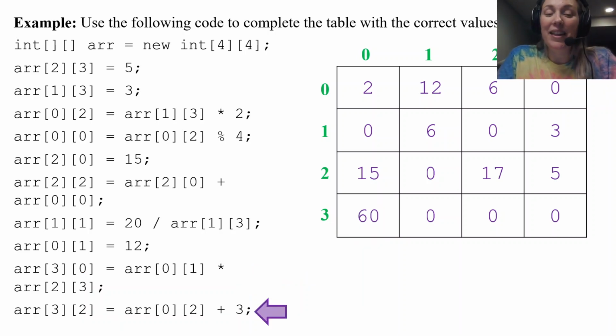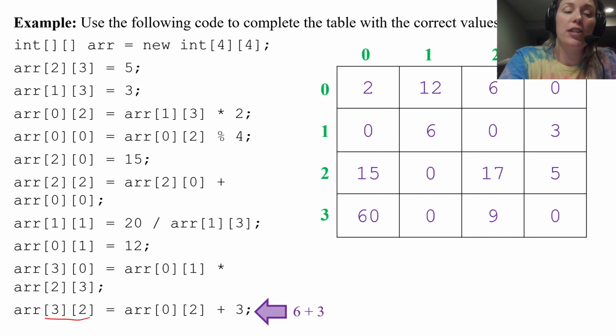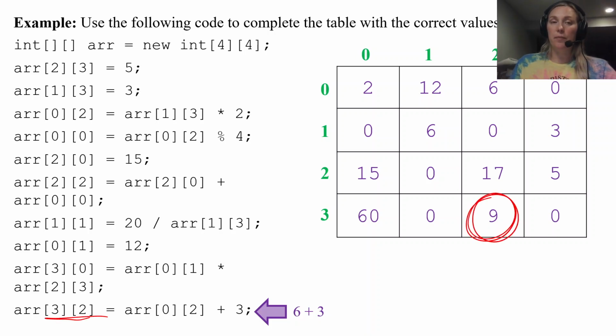And then the last one, 0, 2 is 6. 6 plus 3 is 9. 9 is going to get stored in 3, 2. So we put the 9 right on there. All right, so hopefully that makes sense. Not exactly an AP level question, but definitely something that will help you understand two-dimensional arrays a lot more.